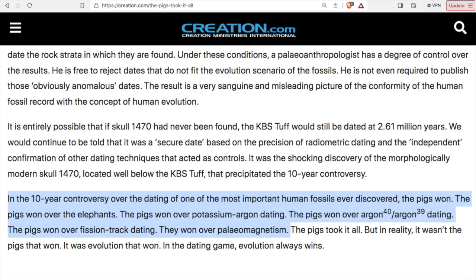And the pigs won. In the 10-year controversy over the dating of one of the most important human fossils ever discovered, the pigs won. Pigs won over the elephants. The pigs won over potassium-argon dating. The pigs won over argon-argon dating. The pigs won over fission tracking dating. The pigs won over paleomagnetism. The pigs took it all. But in reality, it wasn't the pigs that won. It was evolution that won. In the dating game, evolution always wins. It doesn't matter if you got a scientific test that says it's millions of years old, but if you find that human skull, it's like, no, you're wrong, we're right.